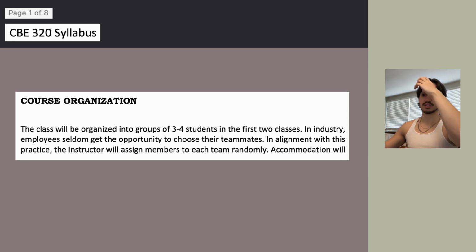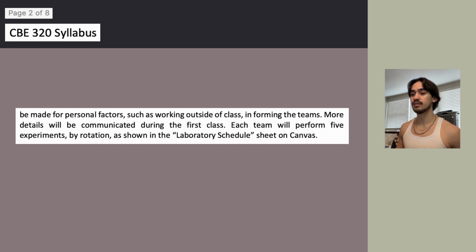Also, course organization. The class will be organized into groups of 3 or 4 students in the first 2 classes. In industry, employees seldom get the opportunity to choose their teammates. In alignment with this practice, the instructor will assign members to each team randomly. Accommodation will be made for personal factors such as working outside of class in forming the teams. More details will be communicated during the first class.